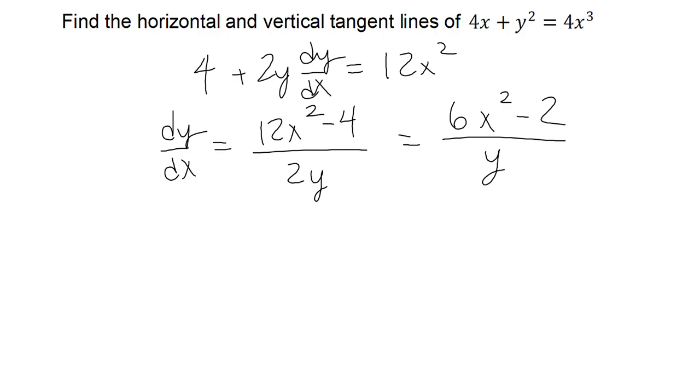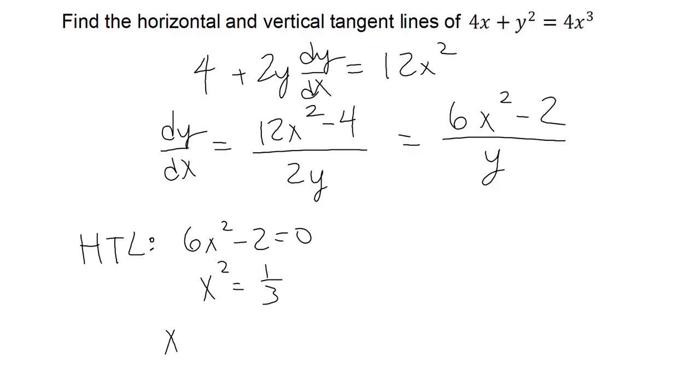So two different things to do here. One is to set the numerator equal to 0 for the horizontal tangent lines. So if 6x squared minus 2 equals 0, x squared would be 1/3, 2/6 or 1/3, and x would be plus or minus root 1/3. So we'll deal with those in a minute. For our vertical tangent line, we'll just set the denominator equal to 0, y equals 0.